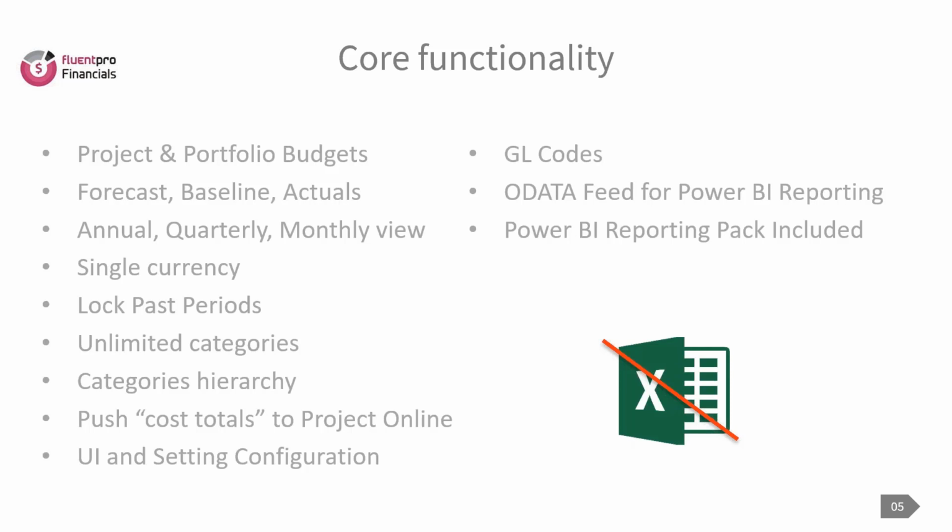We support unlimited levels of categories. You can have a hierarchy of your categories. It means that you can have cost categories and subcategories for that. We push several values back to Project Online, to project level fields. They will be available, for example, to see on the PDP or to use in any other reporting. We have a section for configuration.